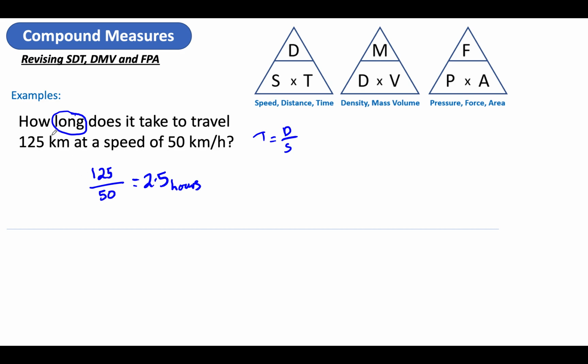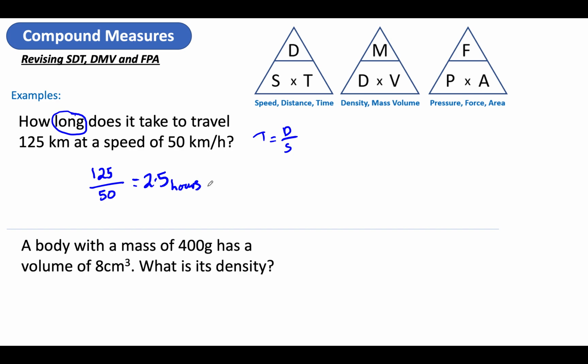If one of these wasn't in, say, kilometers, if this was how many meters that is, which would be a lot, 125,000 meters, I would have to convert it into kilometers because they must match. The units must match. Okay. Anyway, it took them 2.5 hours. Just about as long as it takes me to explain the question.